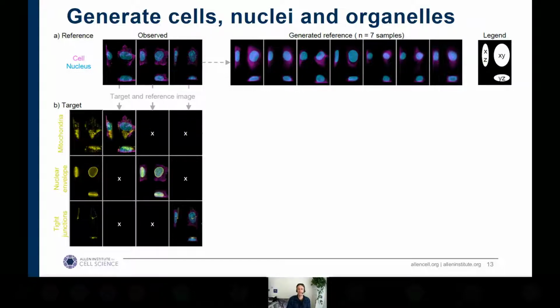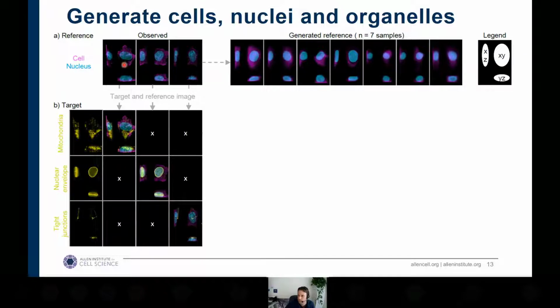Okay, now looking at the conditional model of the target structures. The construction of the model enables us to impute and visualize multiple cellular structures in the same cell geometry simultaneously, whereas the data, as you know, is trained on only images that contain one structure at a time.